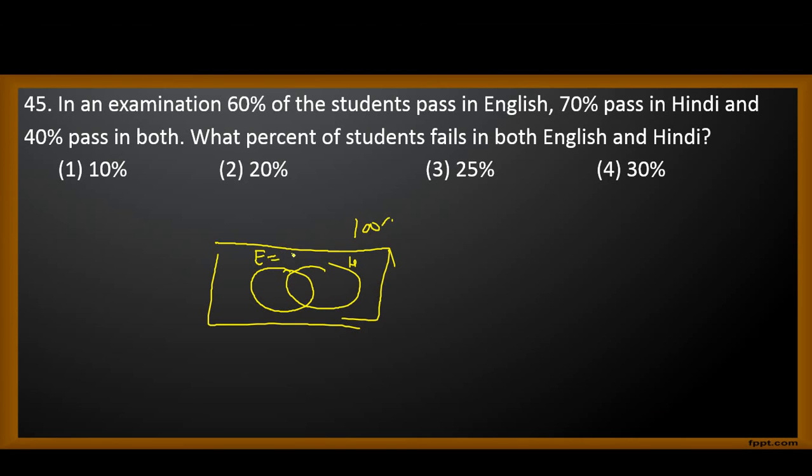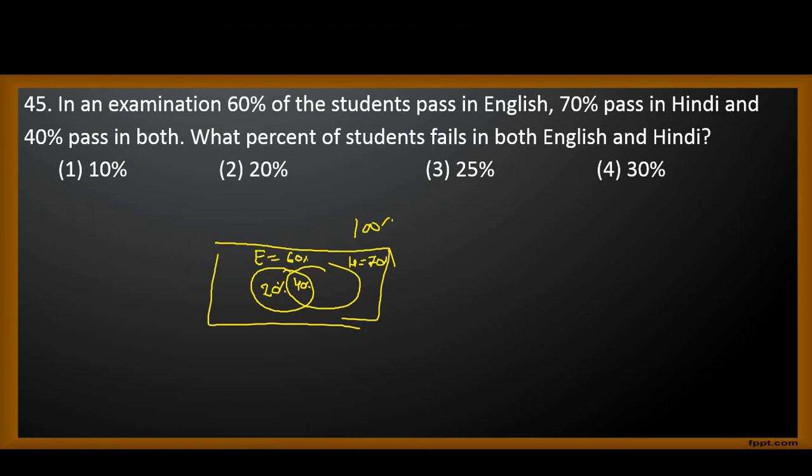English total pass is how much? 60%. Hindi, what is the total percentage? 70. Okay, now pass in both, it means the common part is 40%. Now look at the circle carefully. This total circle is 60%, in which this part occupies 40. What is the remaining? 20 will be this part.